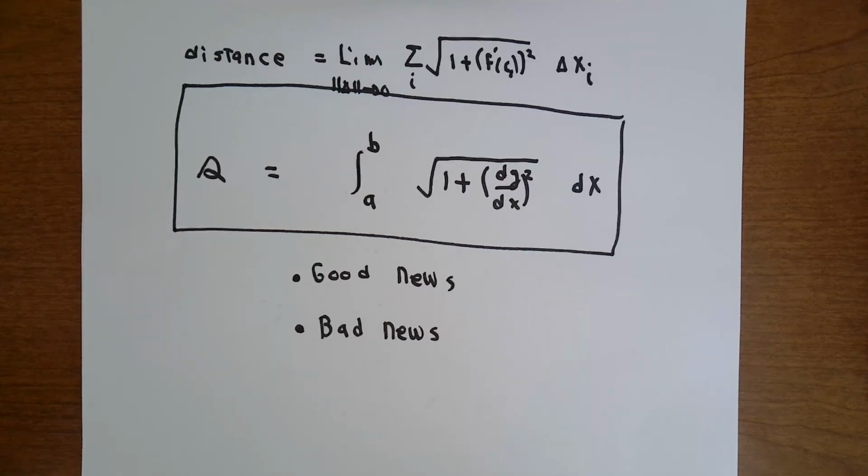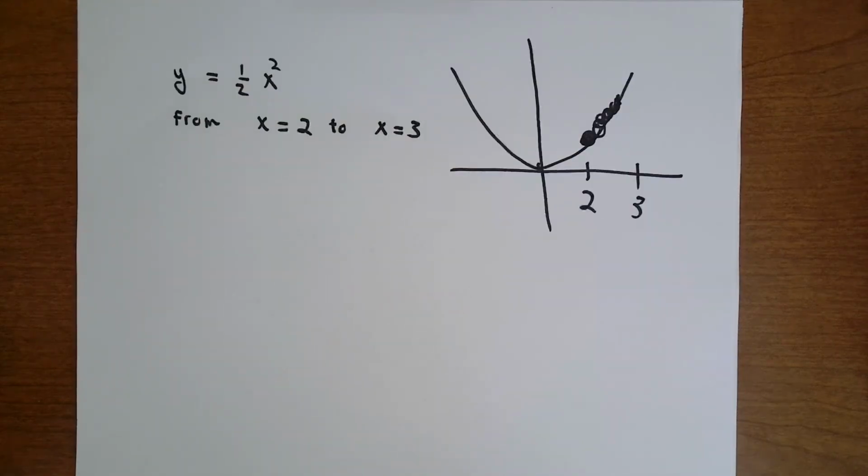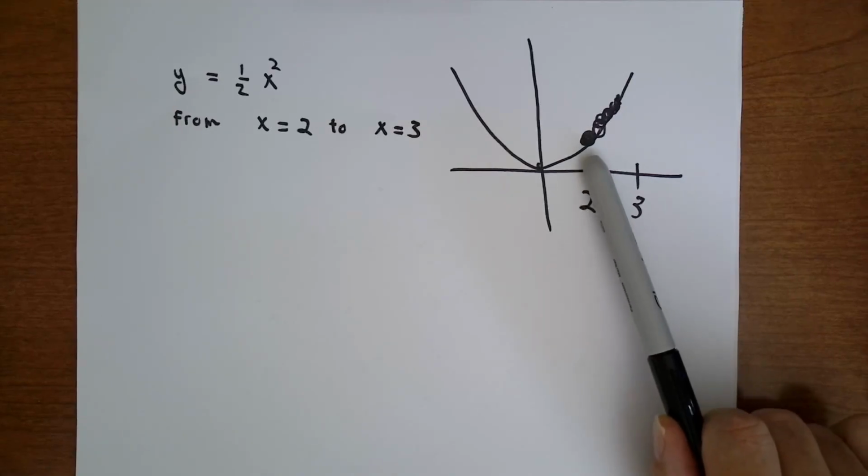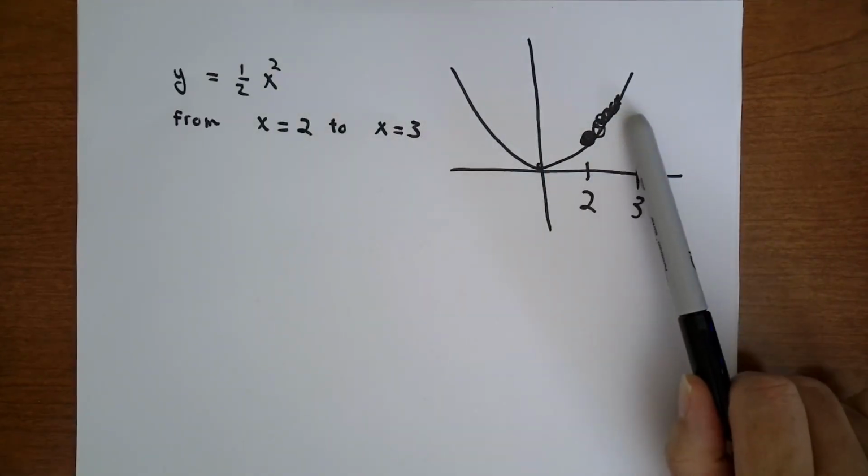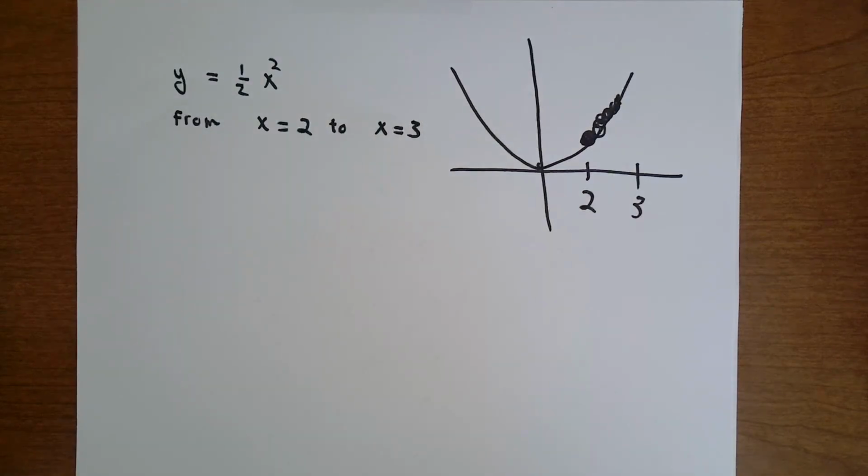If I don't, I may resort to some sort of numerical approximation scheme like the FNINT that's built into your calculators. As an example of the good news, bad news situation, think about the graph of y equals 1/2 x squared starting at x equals 2 and ending at x equals 3. I'd like to calculate the arc length along that curve between x equals 2 and x equals 3. The good news is it's going to be very easy to set the integral up. The bad news will follow almost immediately.